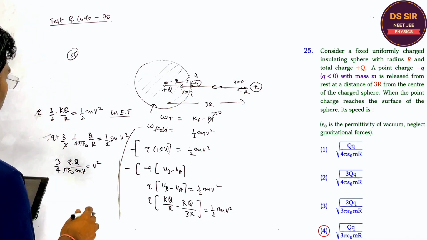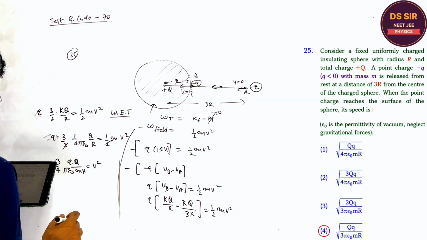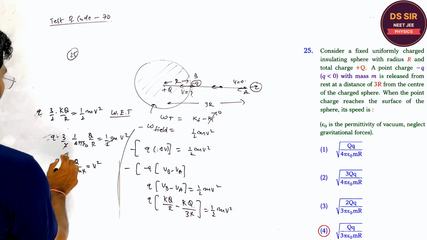Give me 1 minute. 3 by 2 kQ upon r, 4 pi epsilon naught.